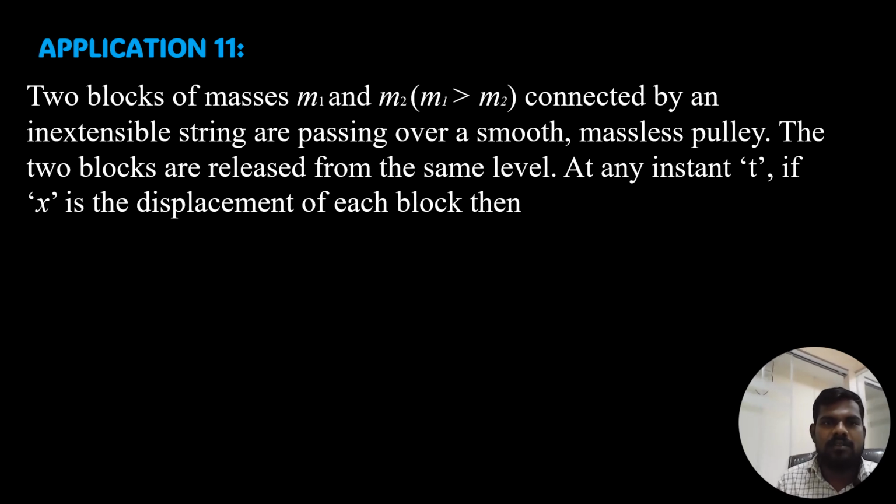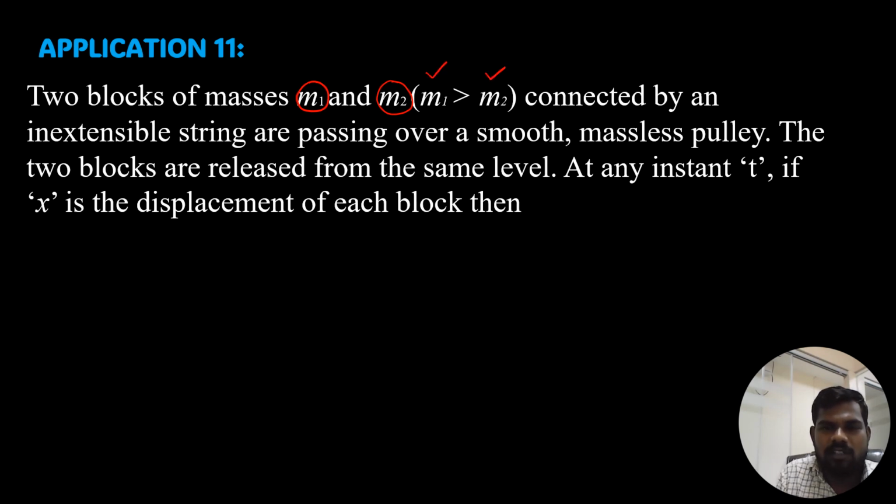Hi friends, hi students. So this is application number 11 on work done. Once see what the question is given here. Two blocks of masses. First mass is given here M1. Second mass is given here M2. In these two masses, M1 is greater than M2.